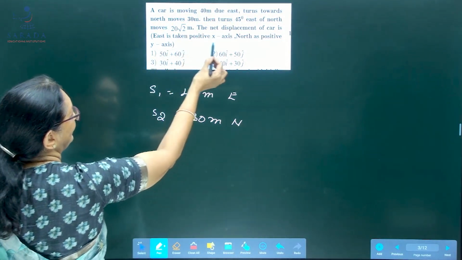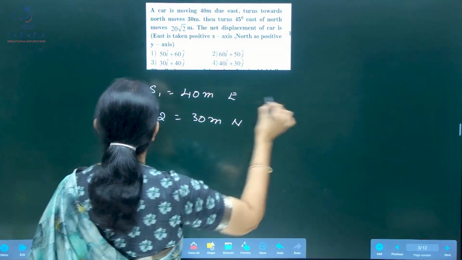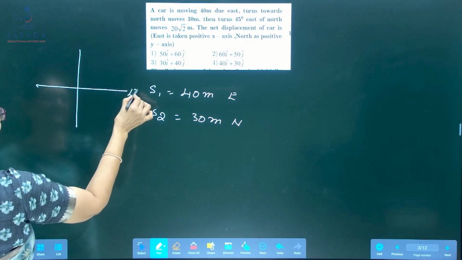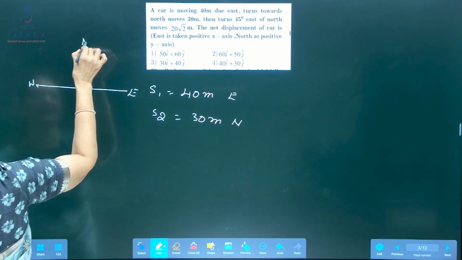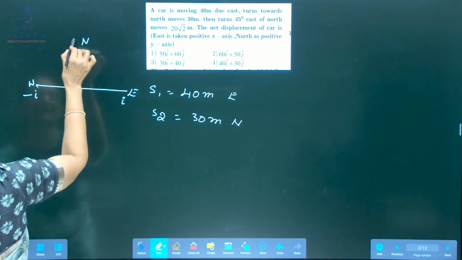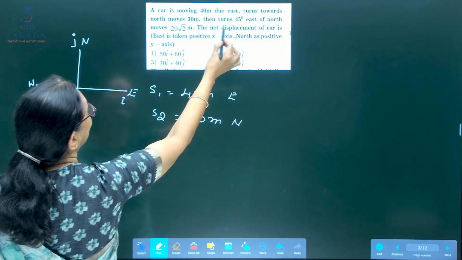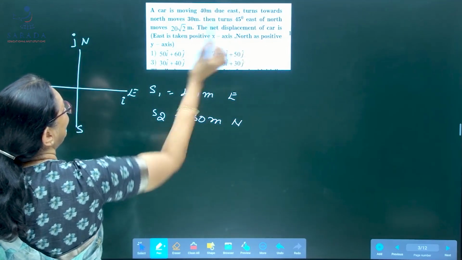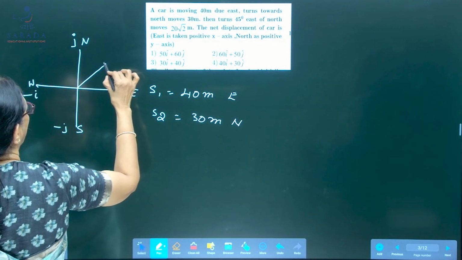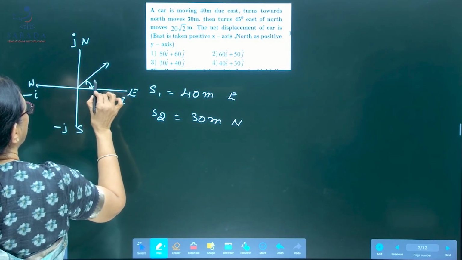Look, east is taken as the positive x-axis, north as the positive y-axis. Look here, I am drawing that. East, west, north, south, I bar, minus I bar, j, minus j. Now look at the third one. 45 degrees east of north. See this one, 45 degrees east of north.